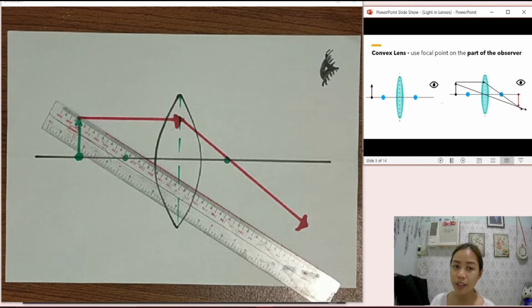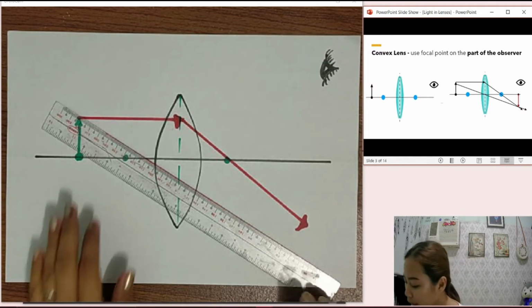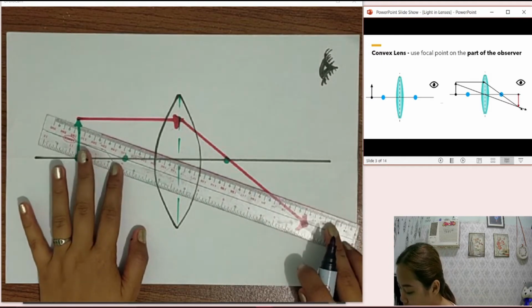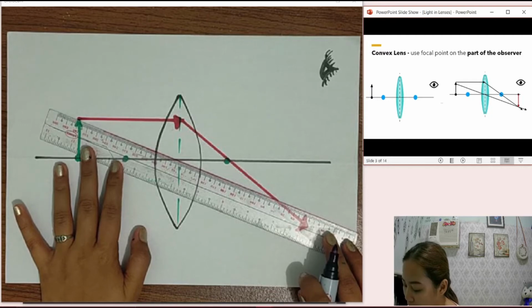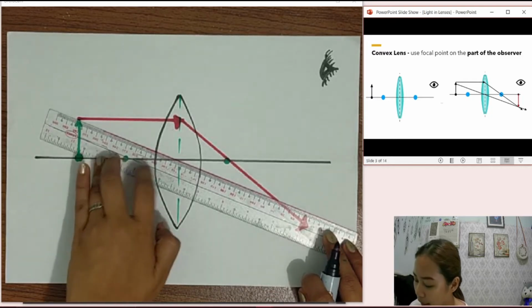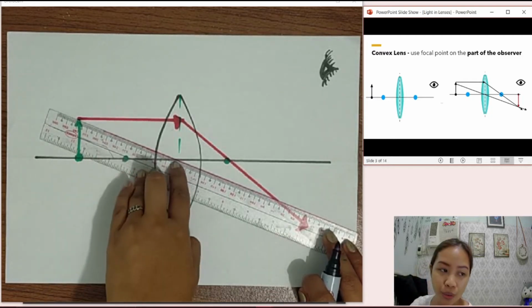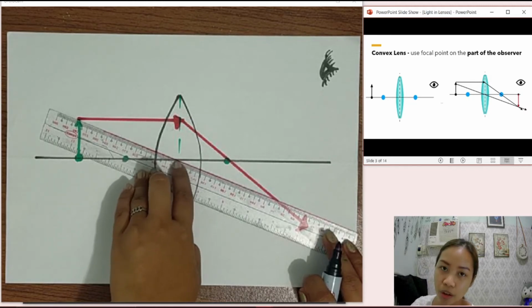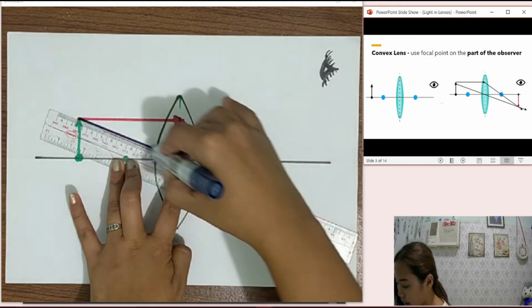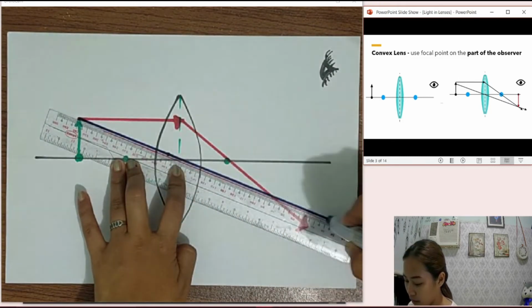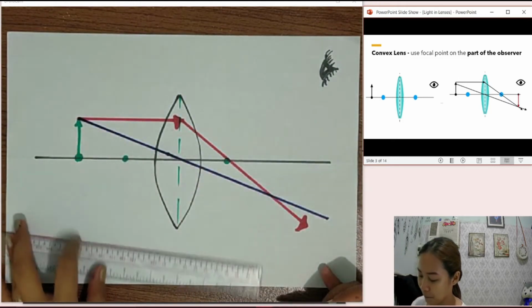And for the second light ray, don't worry, it is easier. For the second light ray, we're going to draw a slanting line that passes through the intersection of the normal line and the optical axis, right in the middle.